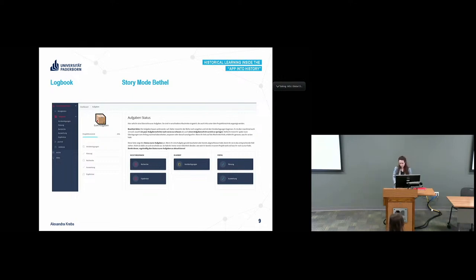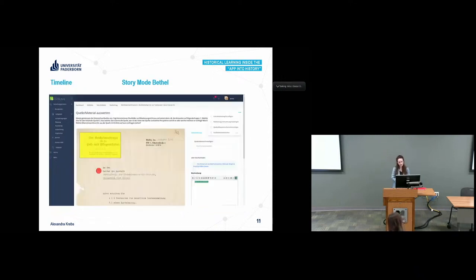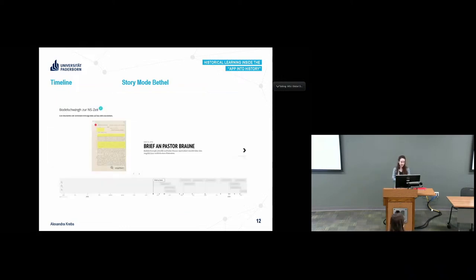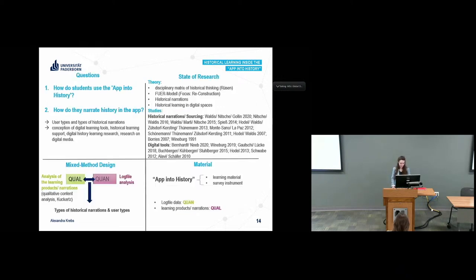So here you can see the logbook with the different tasks and the digital archive. We have for the Bethel module over 800 digitized archival documents inside. This is a timeline where you can also put these colored boxes, the annotations, and you can also use texts for this. And there you can use the timeline for presentations, and you can show your results and your interpretations and also the annotations on the sources. And here is the journal where you have different text boxes, and you can also include elements of the timeline in this. And then export this or also share it with your classmates.